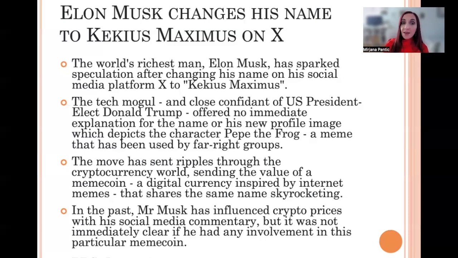And then in the second and third paragraph, they actually provided the explanation. They also provided more details, not only that he started using this name, but he also added a new profile image, which depicts the character Pepe the Frog, a meme that has been used by far-right groups. Because they wanted to figure out whether this has something to do with cryptocurrency or whether this has something to do with far-right groups, the BBC also provided a paragraph where they connected this name to the cryptocurrency world.